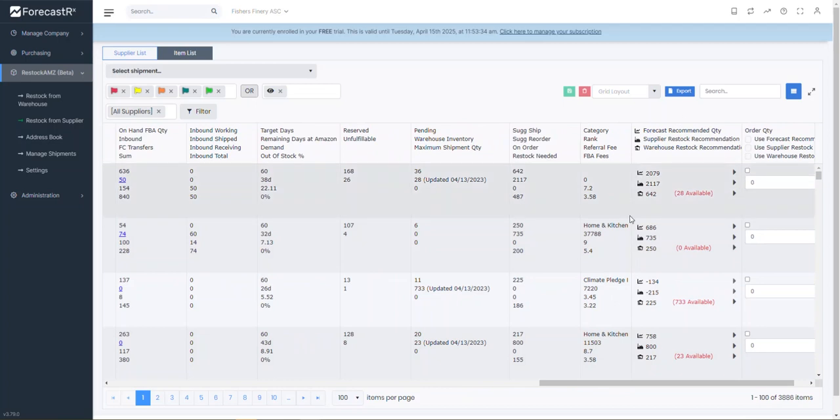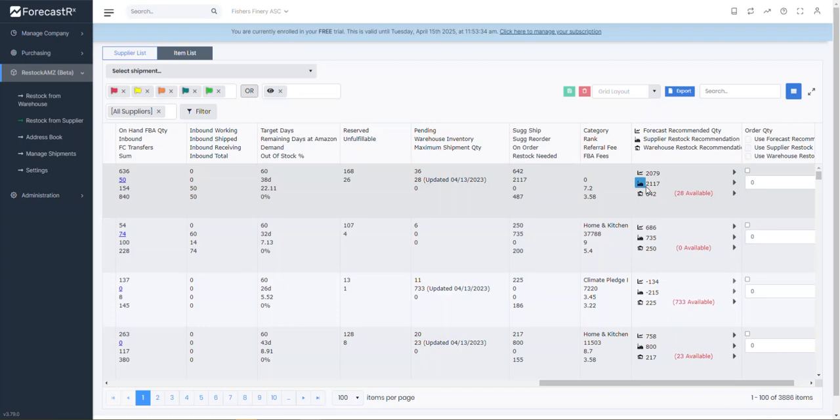In this column right here, you're going to see all your different recommendations, starting with warehouse restock recommendation. This number right here is the amount that we suggest you send into Amazon at this point in time from your local warehouse inventory. This one will take into account your set warehouse lead time, as well as your target days of Amazon inventory.